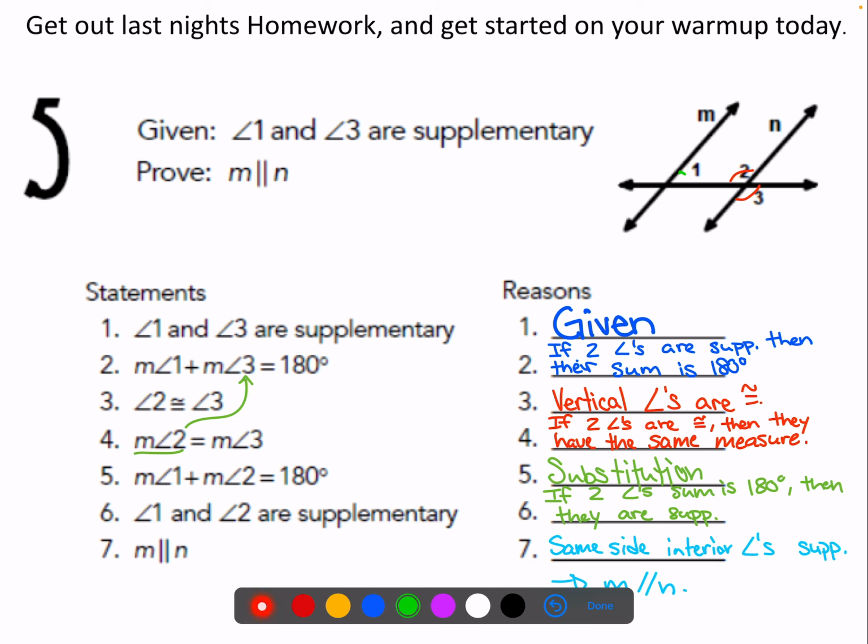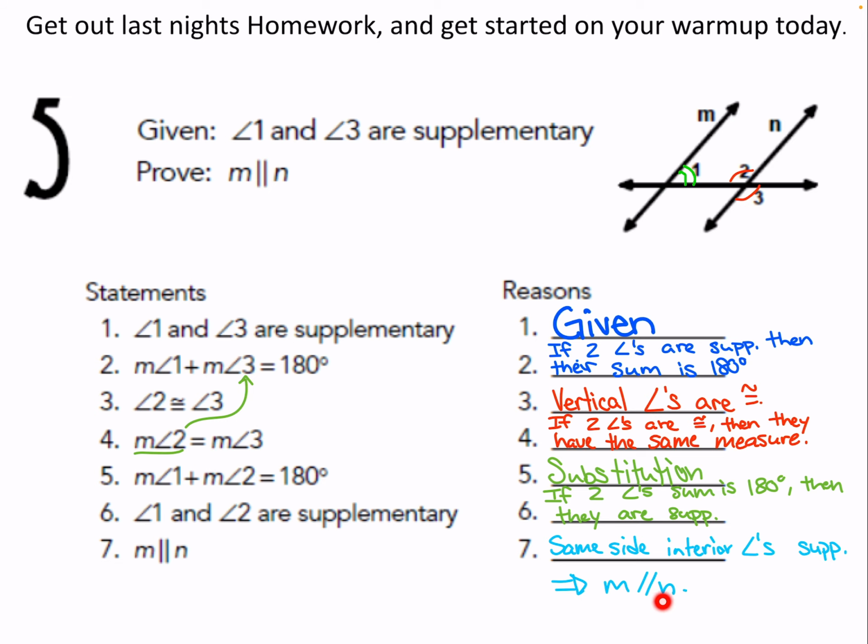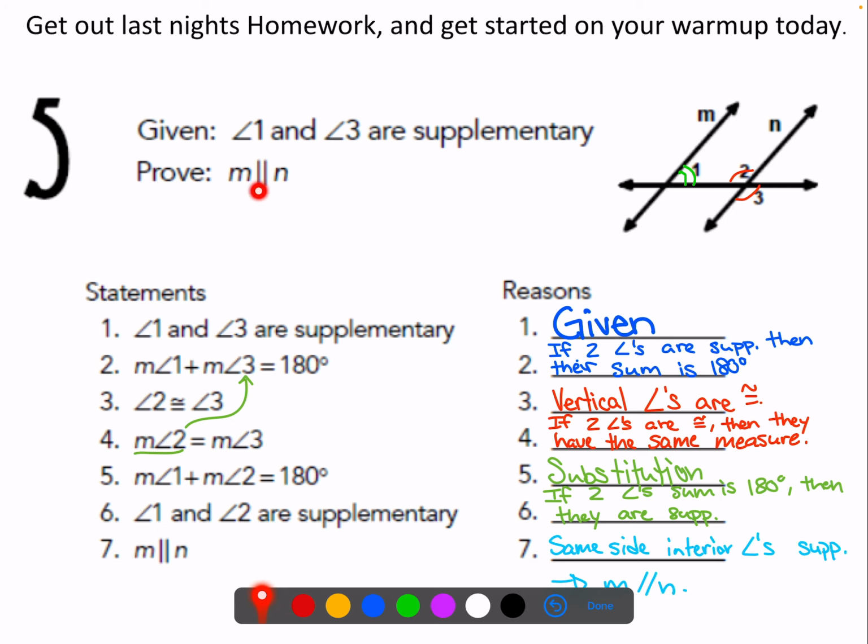Lastly, if angle 1 and angle 2 are supplementary, well, their angle relationship is that they are same-side interior angles. And if same-side interior angles are supplementary, that implies parallel lines. So therefore, same-side interior angles supplementary implies line M is parallel to line N, which is exactly what we're trying to prove. So at this point, this proof is now finished. All right, so moving on.